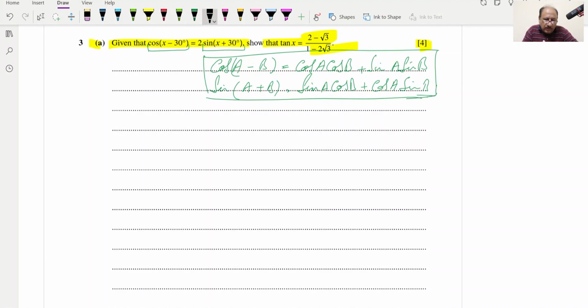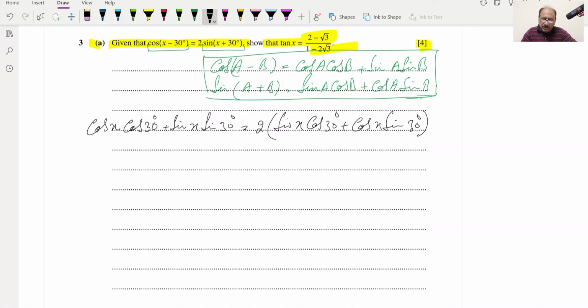Cos of a cos of b. So we write cos of x cos of 30 degrees plus sine of x sine of 30 degrees, and this is equal to 2 sine of (a plus b), which will be sine of x cos of 30 degrees plus cos of x sine of 30 degrees, bracket close.